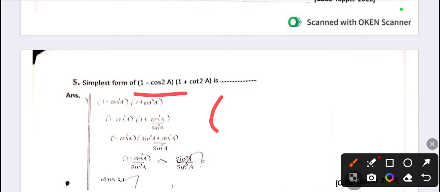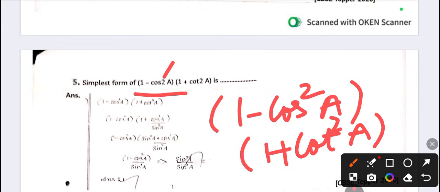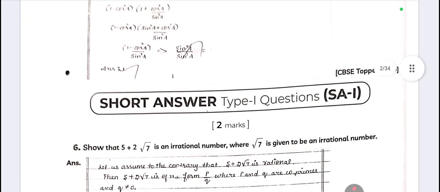Again, this is a 2020 question paper. Simplest form of 1 minus cos square A over 1 plus cot square A. Actually it looks like 2, but it's cos square A. We know very well 1 minus cos square A is sin square A, and we can write cot square A as cos square A by sin square A. Take LCM and you will get sin square A plus cos square A by sin square A. We all know sin square A plus cos square A equals 1. Yes or no? So the answer is 1. You shall try.